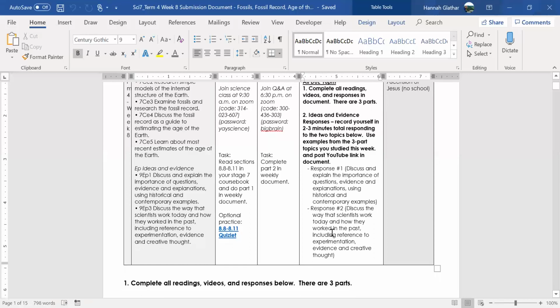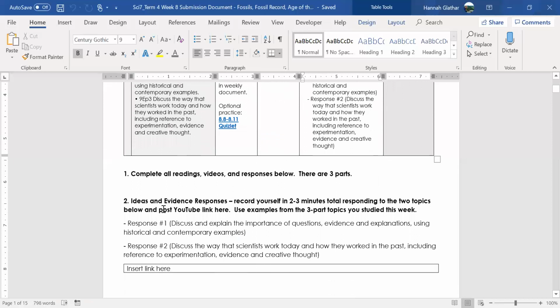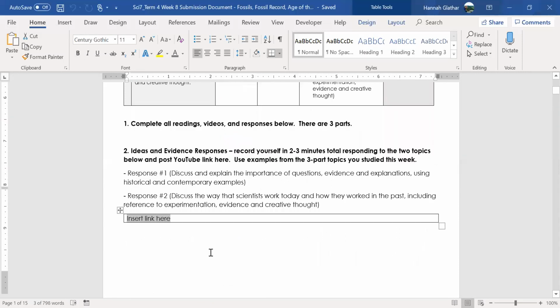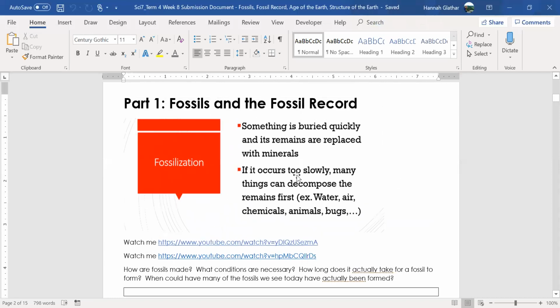So if I scroll down here, again, there's 3 parts to this. You'll do 1 today, 1 tomorrow, 1 Wednesday, and then you're just going to make a short response. So post it on YouTube and put the link here so that I can see you responding to these 2 things. So today, part 1, you're talking about fossils in the fossil record.